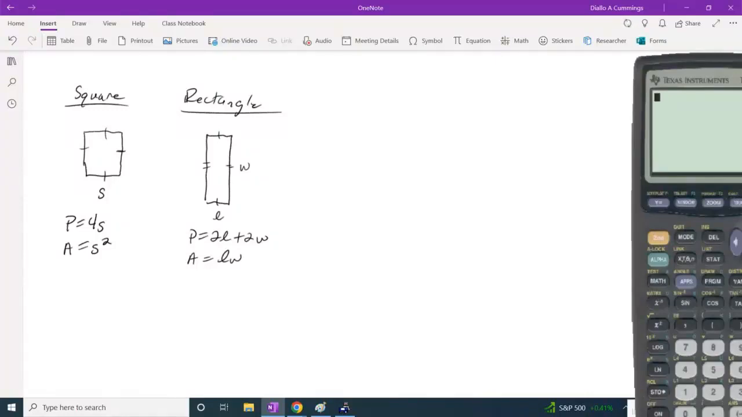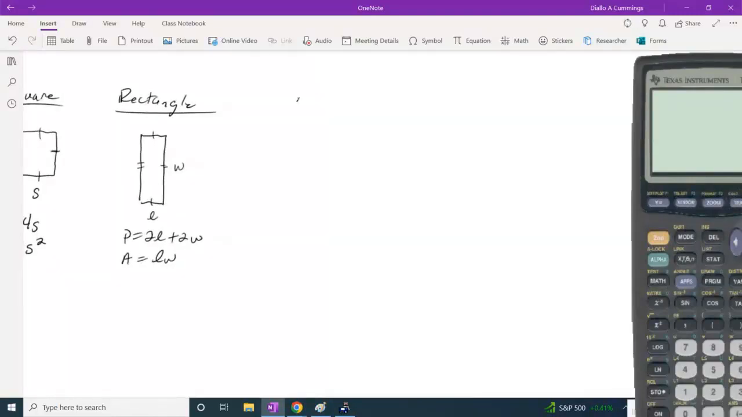We're also going to talk about a circle. And in a circle, we don't call it the perimeter. We call it the circumference. So the circumference of a circle is the distance around a circle. And then in any circle, we have the radius. And the radius is the distance from the center to the outer rim of your circle. The circumference is 2 times pi times r. The area is equal to pi times the radius squared.